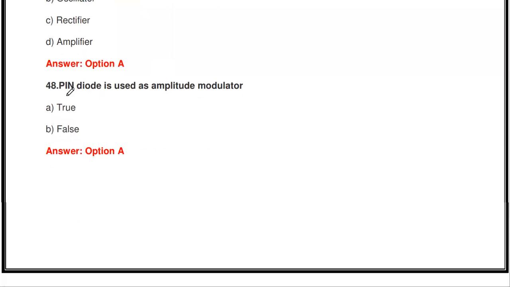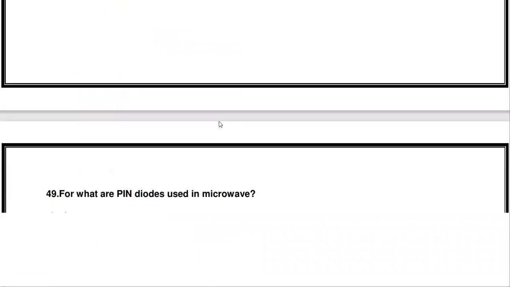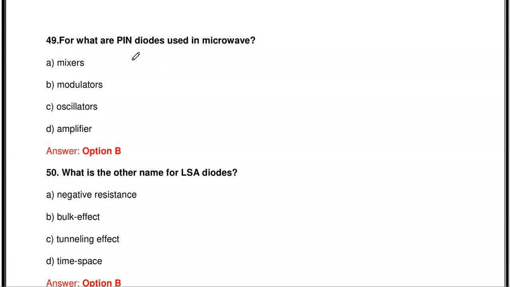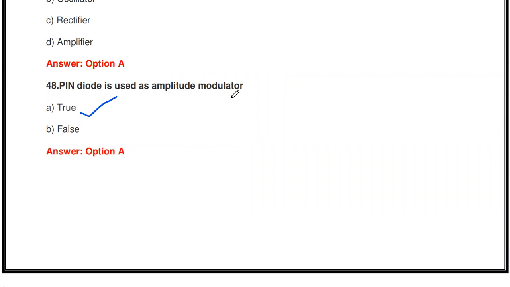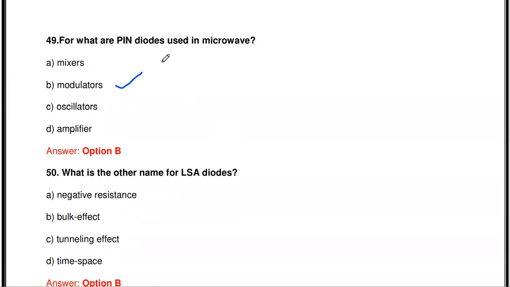Okay. Then the next one, the pin diode is used as an amplitude modulator. True or false? True. So we can use this pin diode as an amplitude modulator in a communication system. The next one, for what are the pin diodes used in microwave: mixer, modulator, oscillator, amplifier. So the pin diode in microwave is used as a modulator. We already discussed that it is used as an amplitude modulator. So using the pin diode, we can construct a modulator circuit.